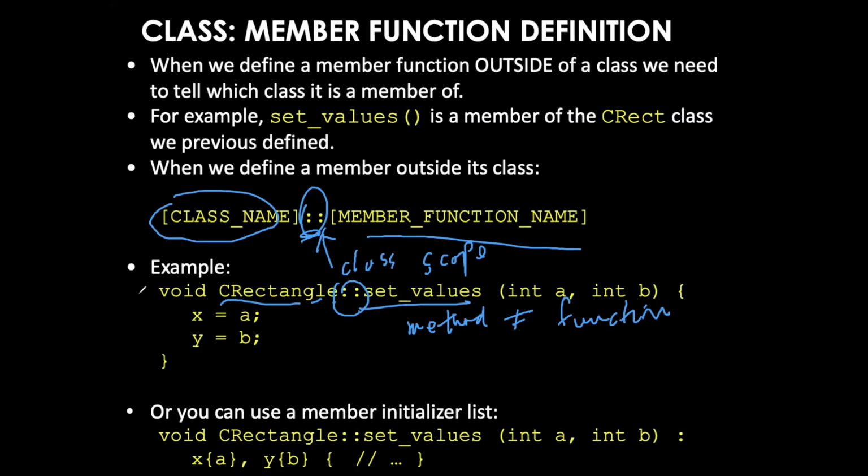So this is an example of a method definition. This method definition returns a void. You have to make sure that your class scope is sitting in front of your method name, not before your return type for that method.